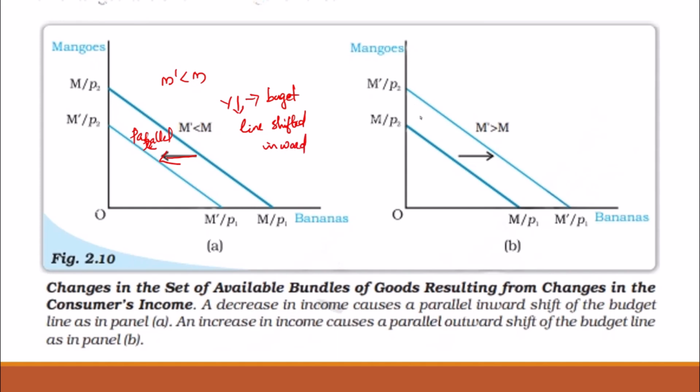And in the second figure you could see that your new budget is greater than your old budget. That means your income has increased. So this made the budget line shift outward. Here your budget line shifted outward. Okay, again it is a parallel shift that happens.